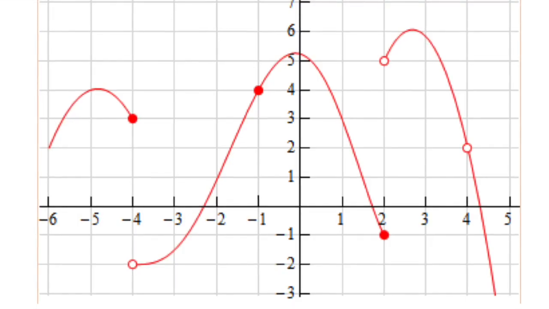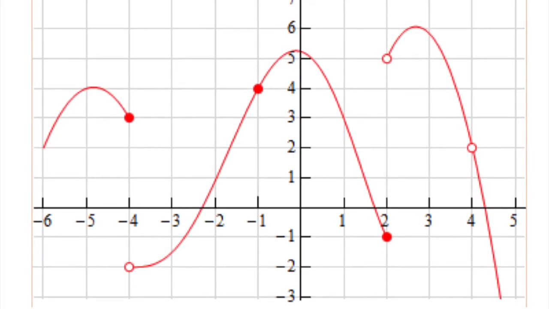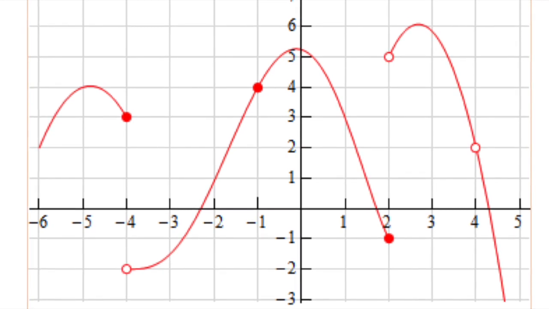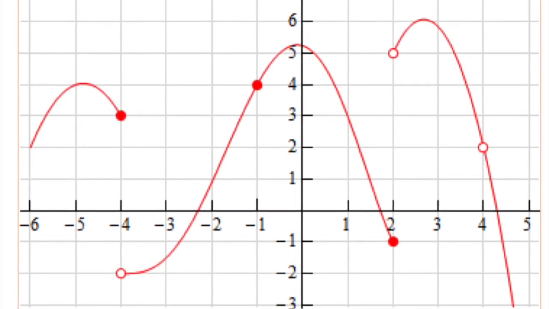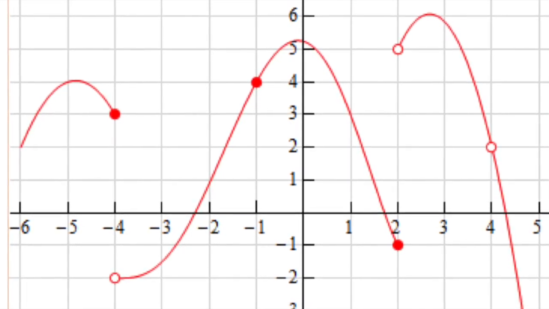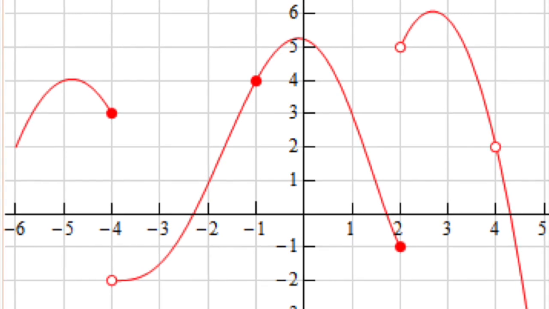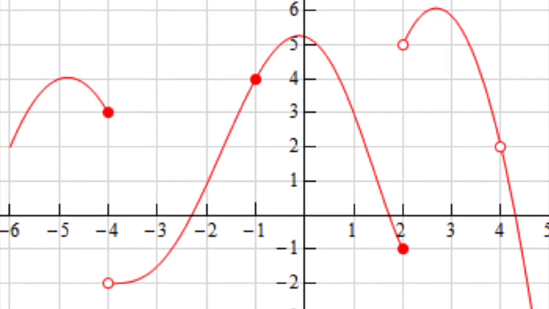By looking at this graph and using the 3 rules we just learned about, we can figure out what the points of discontinuity are. At x equals -4, the f of -4 value or y value at x equals -4 is 3, but the limit doesn't exist. Therefore, there's a point of discontinuity and the graph is not continuous at x equals -4.